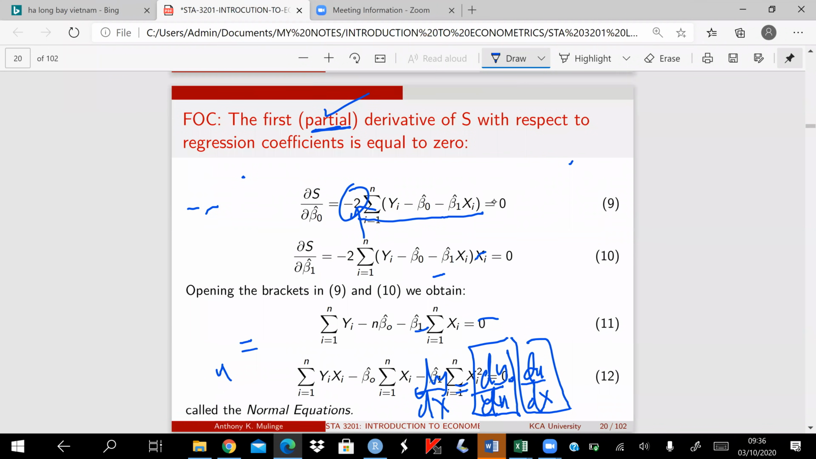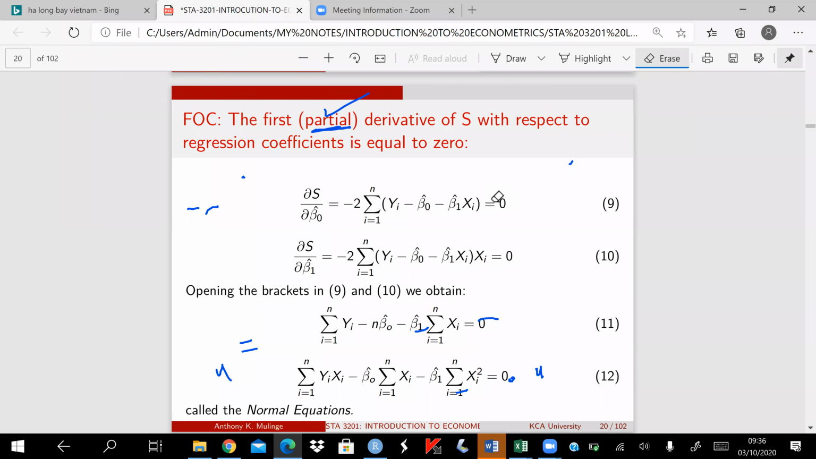Then you differentiate with respect to beta 1, and you get this equation here. You get equation number 10. Again, you also equate to 0. So the first derivative is equated to 0 in all the cases. That's the first order condition. Okay, then you can simplify this, and we'll end up with equation 11 and 12.